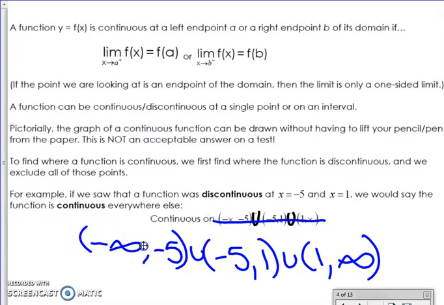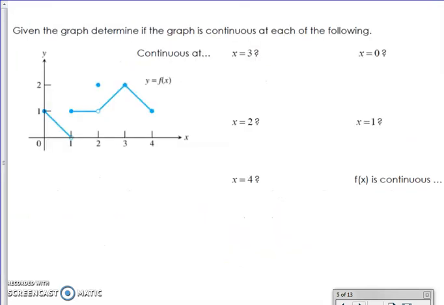Okay. So this is basically saying that this function would be continuous everywhere except for -5 and 1 there. All right. Let's take a look at a graph and see if we could determine continuity. This is a graph of a piecewise function. So when I'm looking at it here, I have this part going down, I have a constant, there's a point up here, an open circle, increasing then decreasing here. And we're asking if it's continuous at all these different points. And then down here, it's asking us to write in interval notation where it is continuous overall.